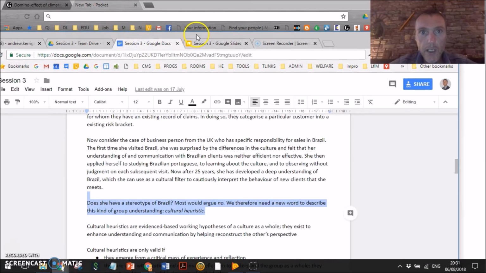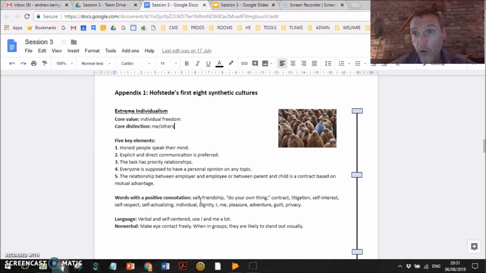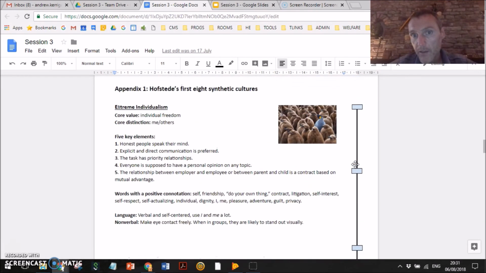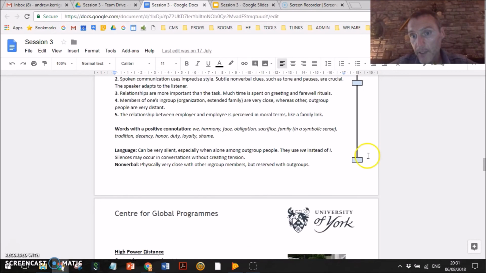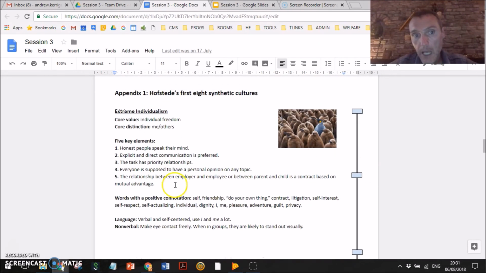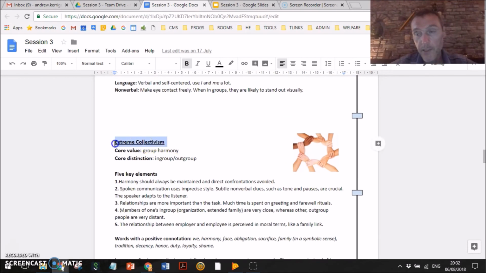So this is session 3, and the students get a copy in the appendix here of each of the orientations. This one is individualism and collectivism. Down the side you can see a scale. That scale is between here at the top, extreme individualism, and here at the bottom, extreme collectivism. They have to place their country's culture somewhere on this scale. To help them do that, they can look at the core value or the core distinction of each pole of the orientation. So extreme individualism is one pole of the orientation, and extreme collectivism is the other pole.